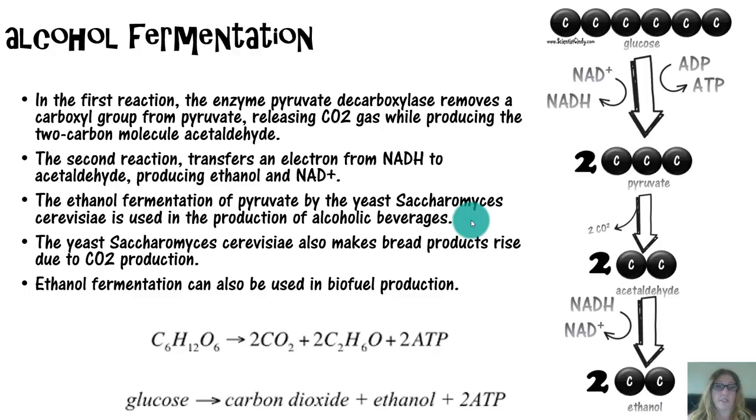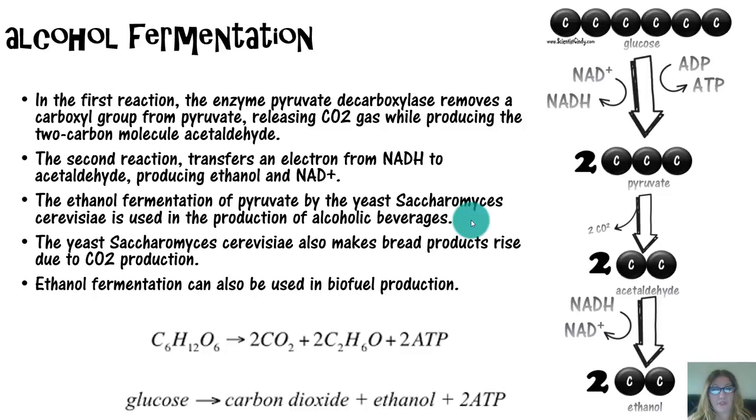So alcoholic fermentation, what occurs here? In the first reaction, the enzyme pyruvate decarboxylase removes a carboxyl group from pyruvate, releasing carbon dioxide gas while producing the two-carbon molecule acetaldehyde. The second reaction transfers an electron from NADH to acetaldehyde, producing ethanol and NAD+.